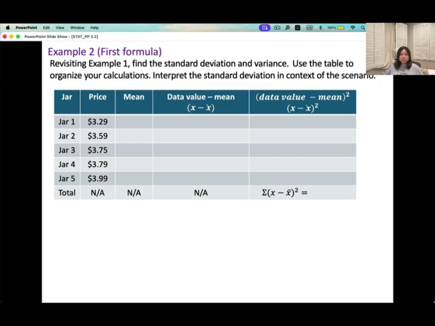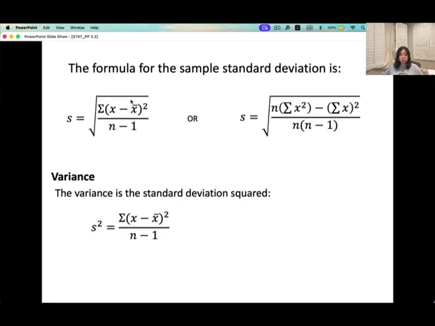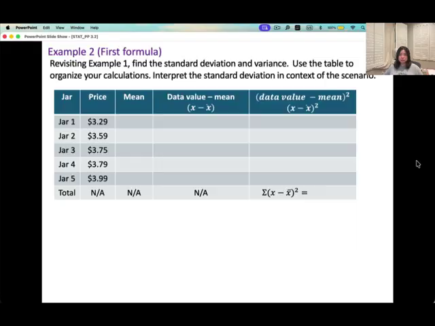Example 2. Let's use this example for the first formula. First formula talking about this guy. Okay? So we use example 1. Find the standard deviation and variance. Use the table to organize your calculations. Interpret the standard deviation in context of the scenario.